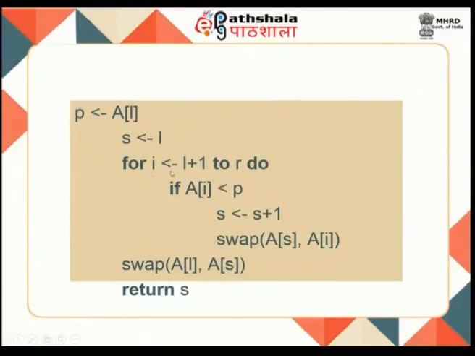Once you have the final exit of this loop, A of L is swapped with A of S, and S is returned as the pivotal element. This kind of algorithm is what we are calling the Lomuto algorithm.